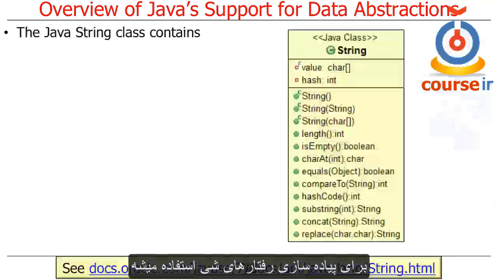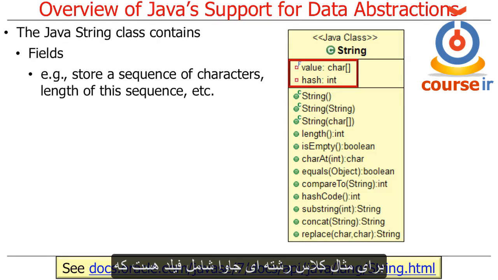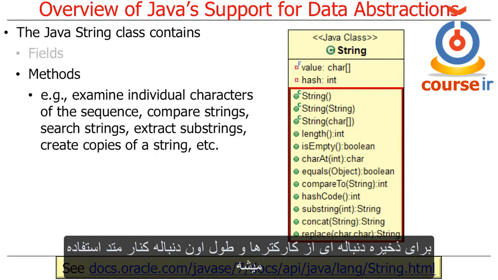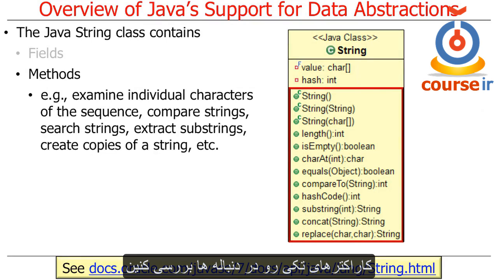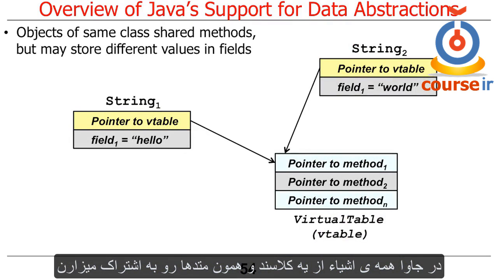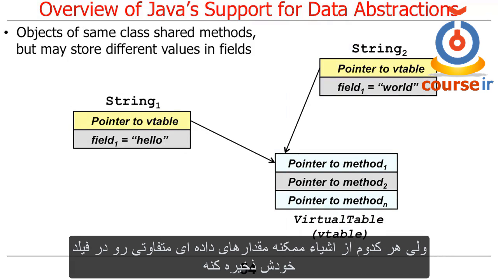For example, the Java String class contains fields that store a sequence of characters and the length of the sequence, along with methods that examine individual characters of the sequence, compare strings, search strings, extract substrings, and create copies of a string. In Java, all objects created from the same class share the same methods, but each object may store different data values in its fields.